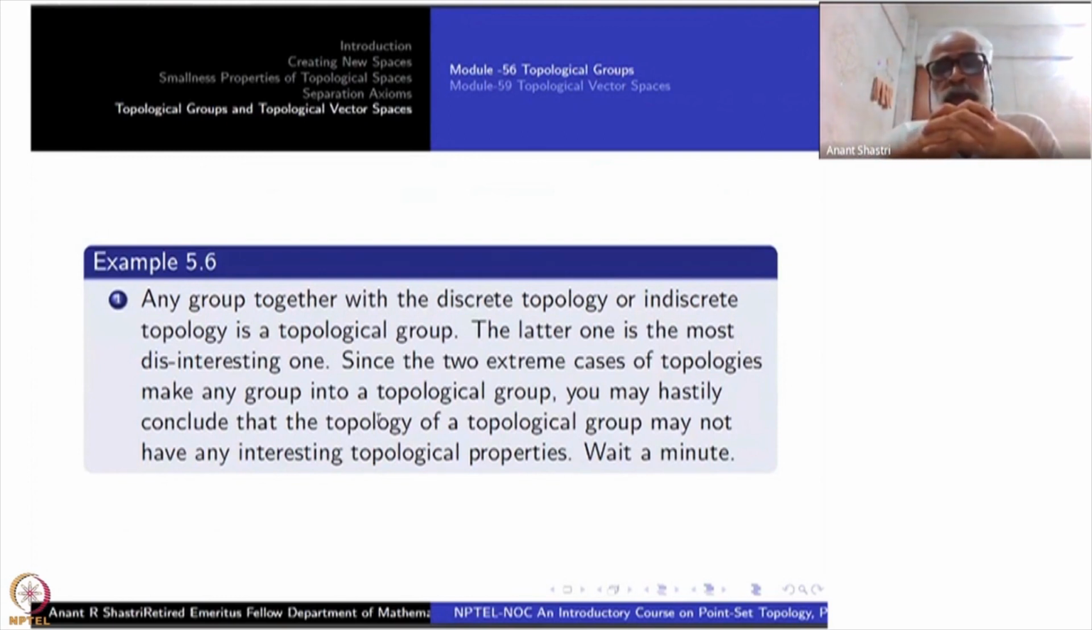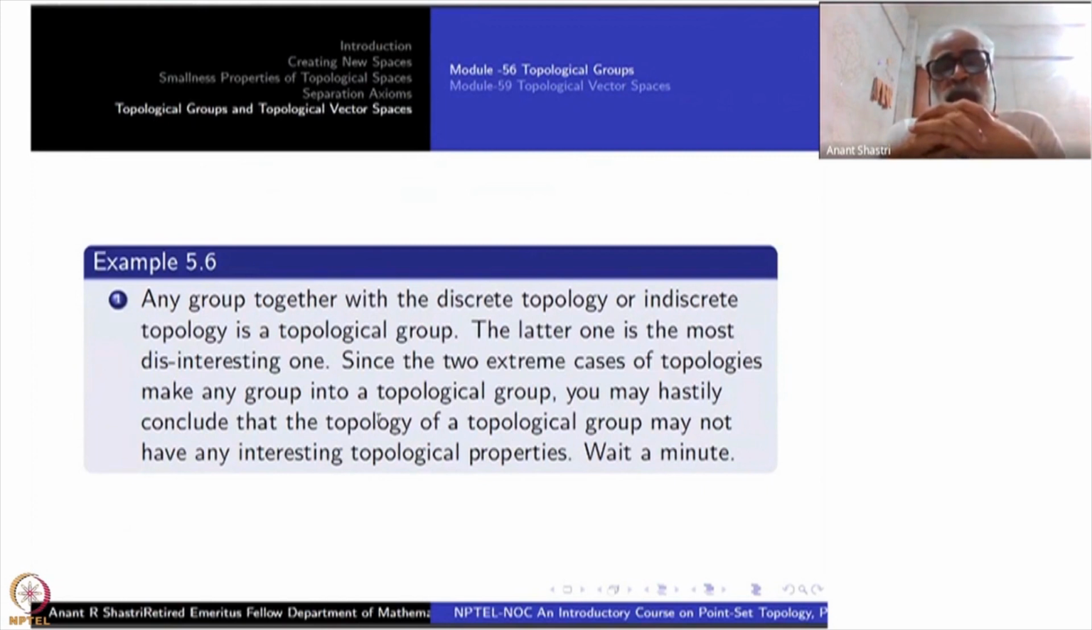So out of this, the discrete topology is not so uninteresting. We have already done one of them, namely the action of a discrete group on a set and so on. But the latter, namely the indiscrete topology, is the most uninteresting one. We will never have an occasion to use that one.